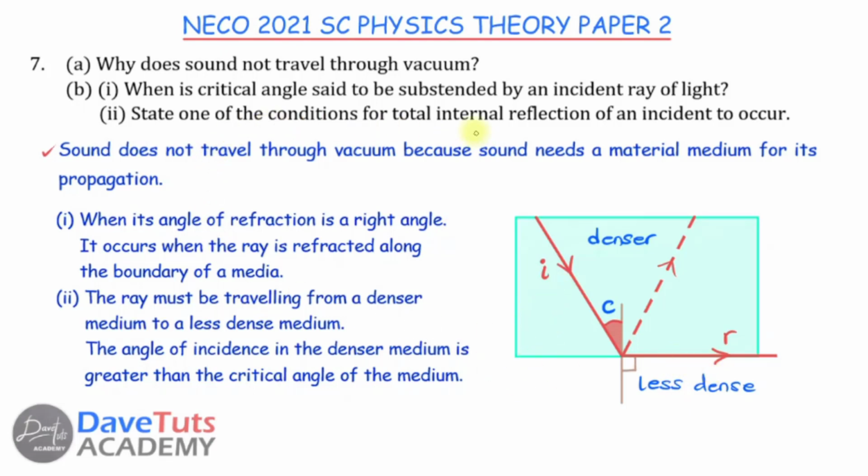And then for the conditions for total internal reflection to occur, there are actually two of them. In the first case, the ray must be traveling from a denser medium to a less dense medium. So the original source of the ray will be more dense, meaning that it's going to restrict the movement of that ray of light as compared to the other medium that light is traveling to. And then the second condition is that the angle of incidence in the denser medium will be greater than the critical angle of the medium. So once that angle of incidence is greater than the critical angle, then total internal reflection will definitely occur.